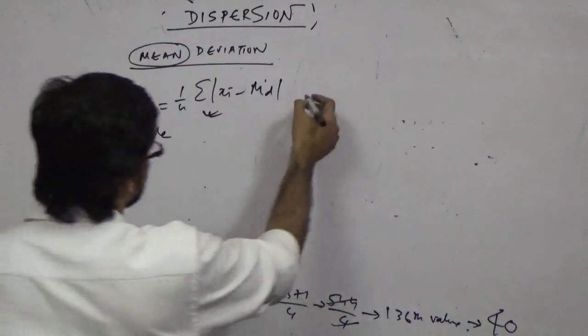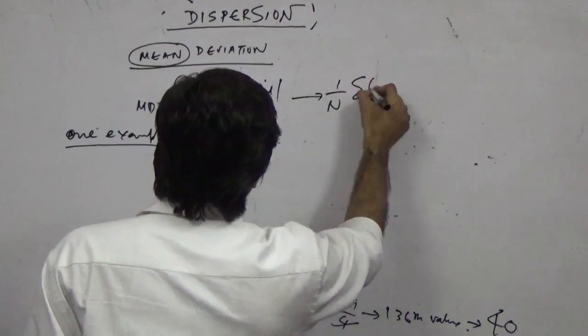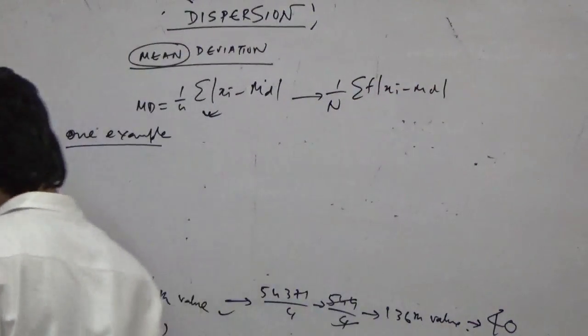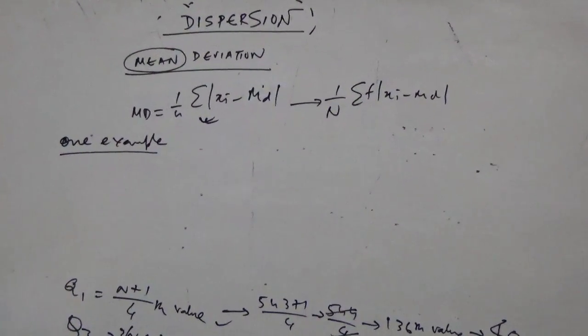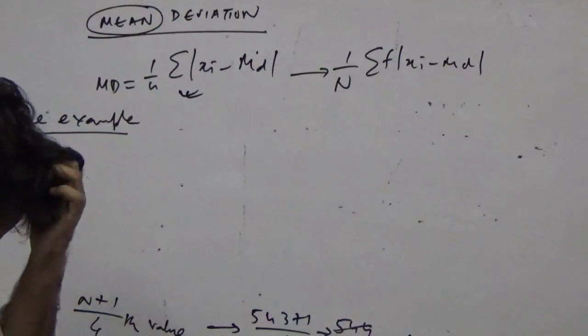If it is with frequency, then the value is 1 by capital N summation of f times modulus of xi minus the mean. So I am showing you one example where the values are a little bit different, fluctuating. So here we go.